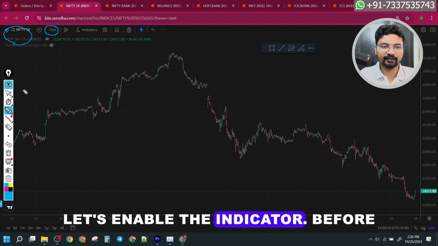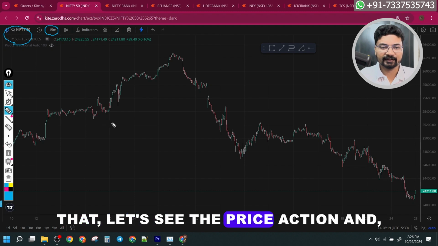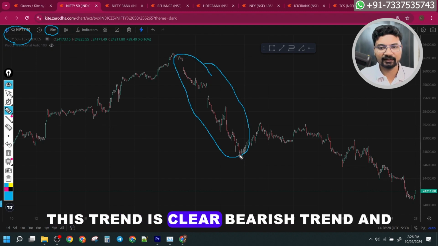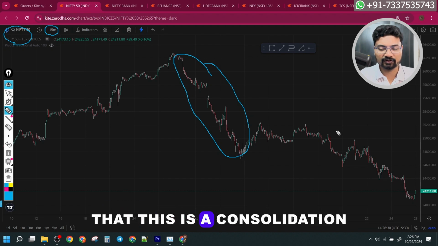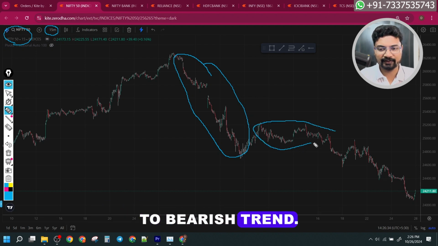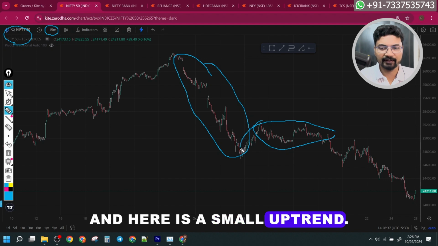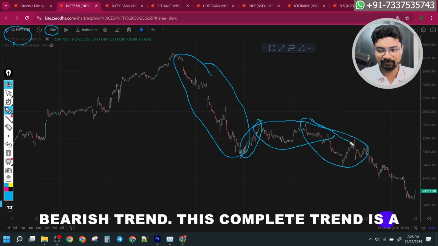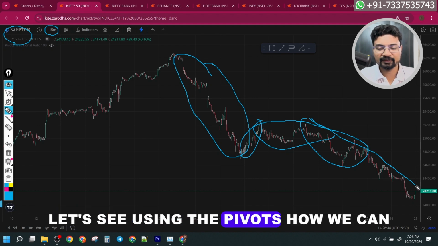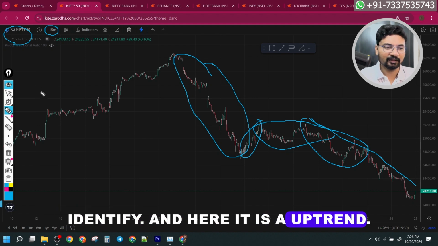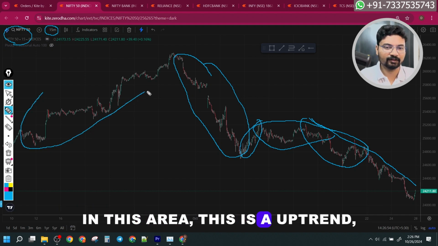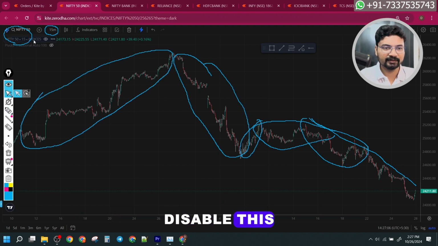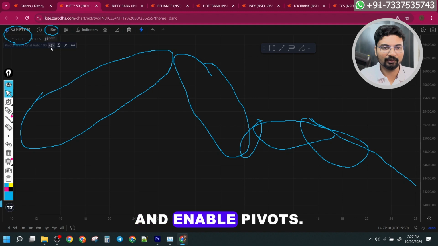Let's enable the indicator. Before that, let's see the price action and try to analyze. This is a bearish trend. This trend is a clear bearish trend, and this is a consolidation to bearish trend, and here is a small uptrend. Here also it started a bearish trend. This complete trend is a bearish trend. Let's see how we can identify it using the pivots. And here it is an uptrend. In this area this is an uptrend, and I have marked these levels. Let's disable this price action and enable pivots.